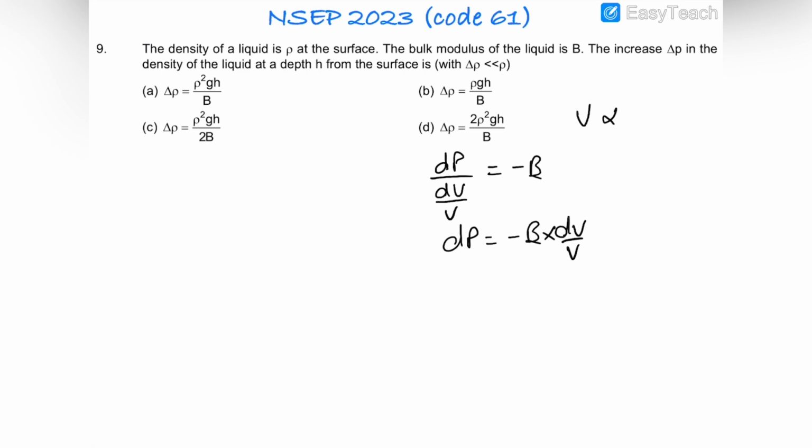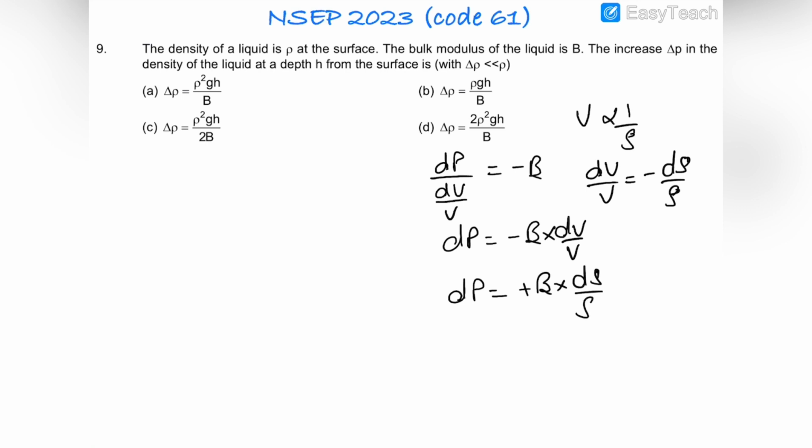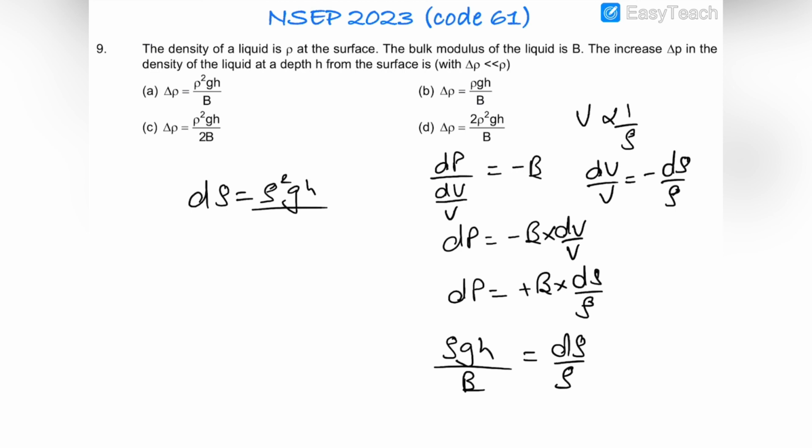We know that volume is inversely proportional to density, therefore dV by V is equal to minus d rho by rho, and therefore dP is equal to plus bulk modulus into d rho by rho. Okay, so now dP will be rho gh divided by this bulk modulus, and it is d rho by rho, and therefore d rho will be equal to rho square gh by bulk modulus. So the correct answer will be option A.